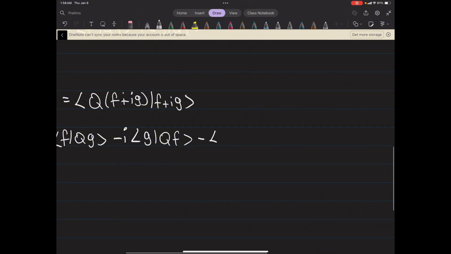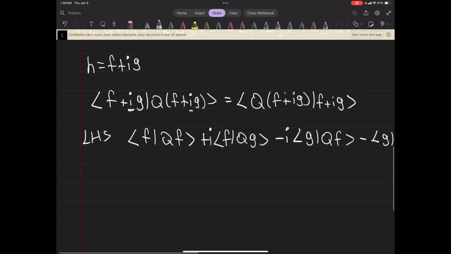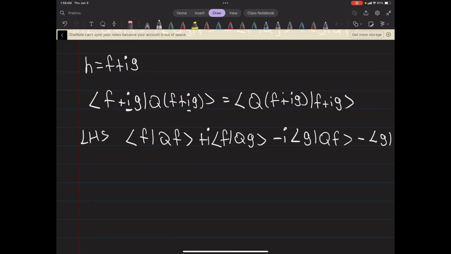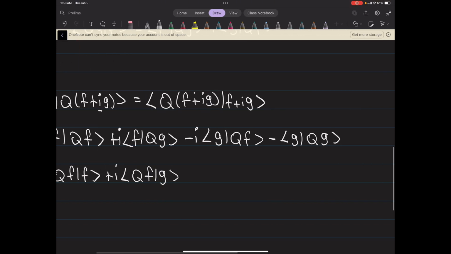And then this is the last part. Nothing too crazy there. Just remember your i squared is -1. So that's just a scalar. That's your left-hand side. Your right-hand side, very similar. And these should be equal. We'll have Q FF plus I. Now our Q will be just in our bra, basically. That's essentially the only difference here.